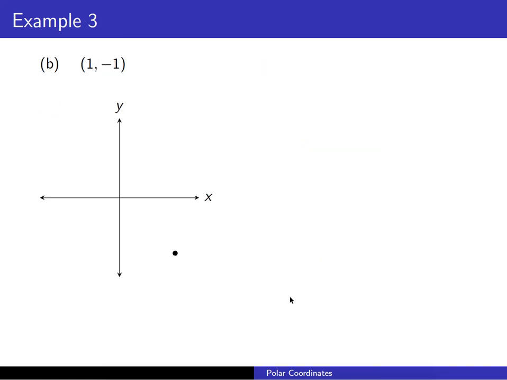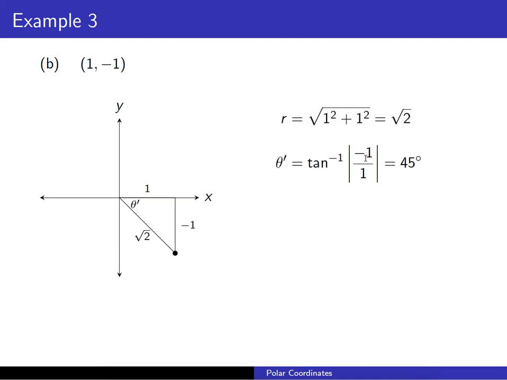All right, part B, the point (1, -1), so over 1, down 1. If we connect those, we have an x value of 1 and a y value of -1, and using our Pythagorean theorem, 1 squared plus 1 squared gives the square root of 2. So we have an r value of the square root of 2. To calculate this theta prime, this reference angle, we take the absolute value of -1 divided by 1, and then take the inverse tangent of that. So this will be the inverse tangent of 1, which is 45 degrees.